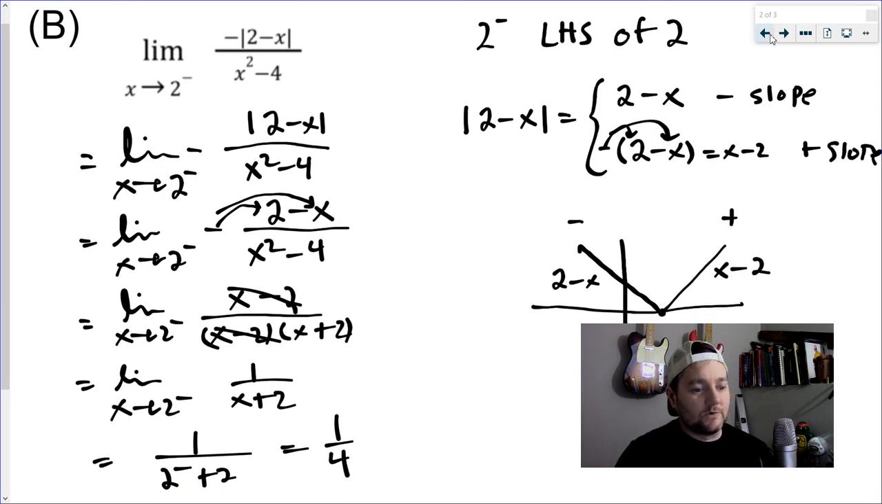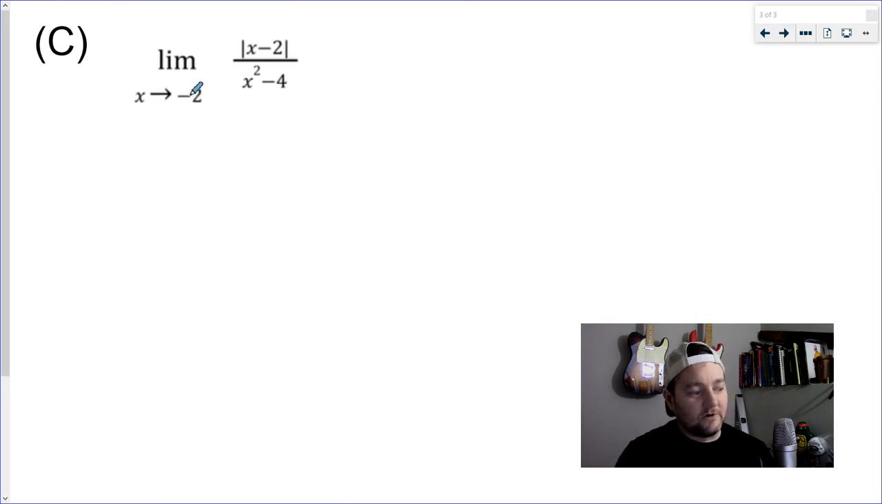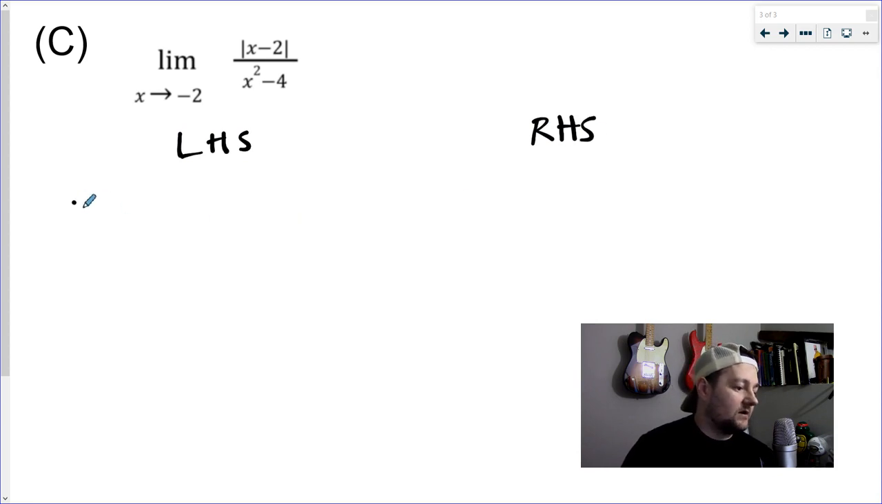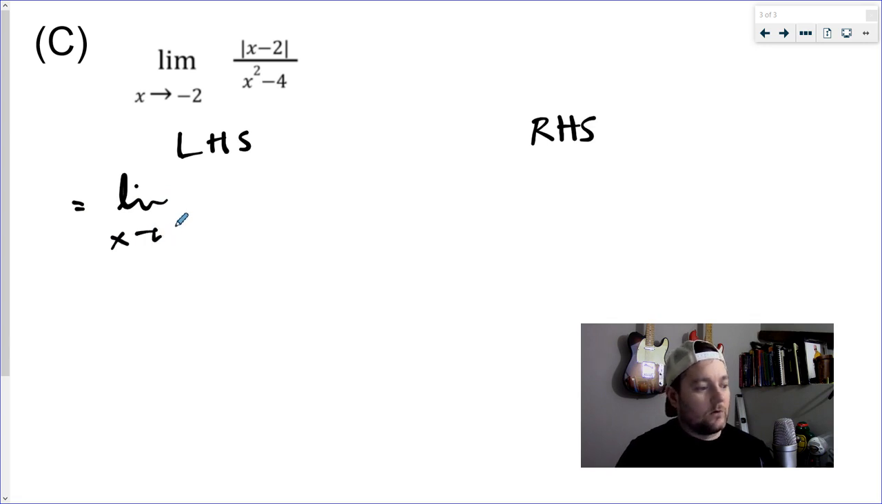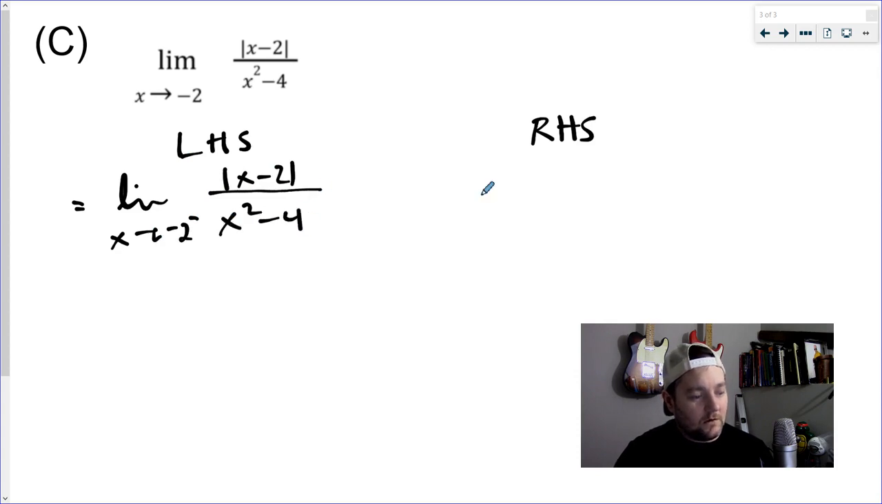I've got another example, and this one's a little bit different. The reason why this one is different is because you notice here there's no little plus or minus. So it doesn't specify left-hand side or right-hand side, which means we need to do both. So we need to do the left-hand side, and then we need to do the right-hand side. So I'll take the limit as x goes to negative 2 minus, and that's the left-hand side. And I won't decide what I'm going to do with this yet. And then over here, I'll do the same thing. The limit as x goes to 2 plus.